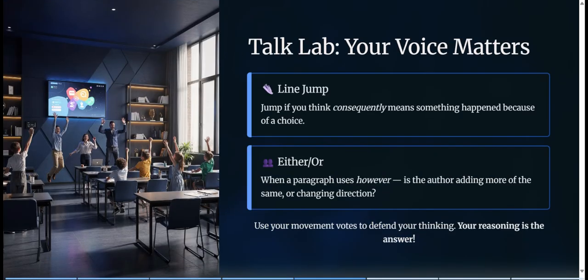Talk Lab, your voice matters. Here's something fun that I want you to try. Line jump. Jump if you think consequently means something happened because of a choice. Either or. When a paragraph uses however, is the author adding more of the same or changing direction? Use your movement votes to defend your thinking. Your reasoning is the answer.